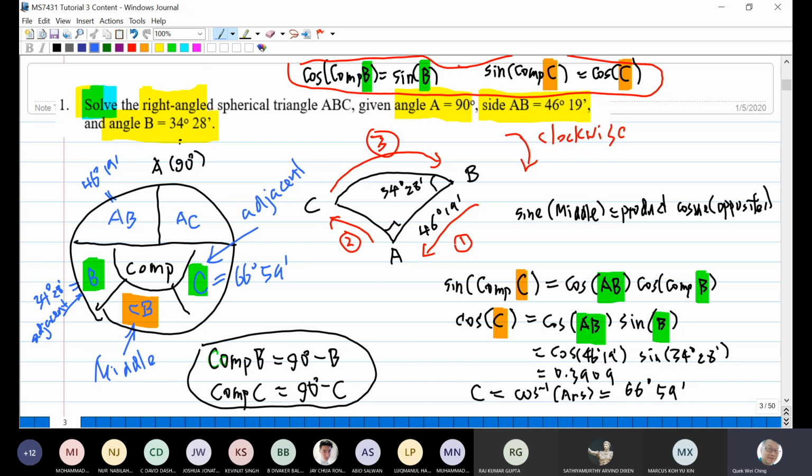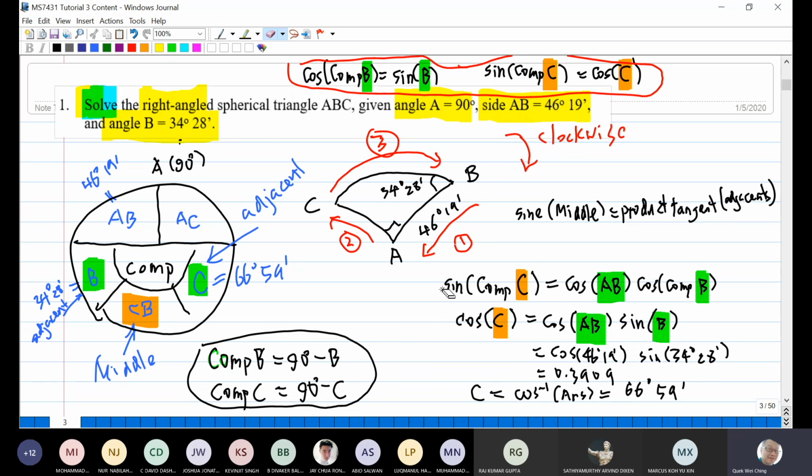Just now I used the product of opposite, like cosine opposite. So now the next Napier's rule is this one: sine of middle part is the product of tangent. So we use tangent now. I use a black color for tangent here. So let's say product of tangent of adjacent. Okay, product of tangent of adjacent now.